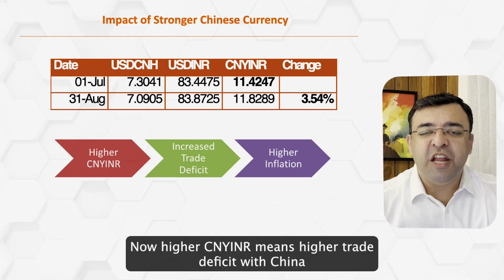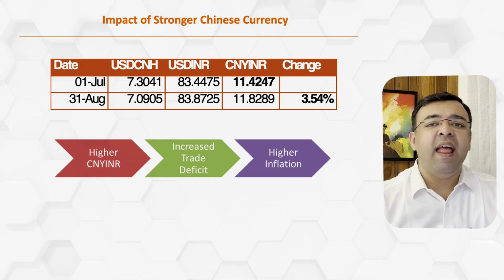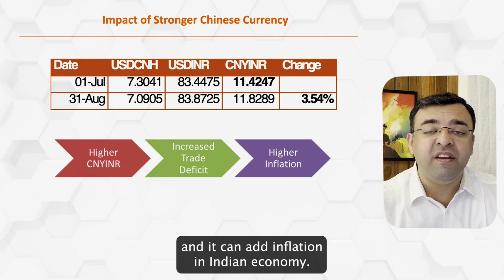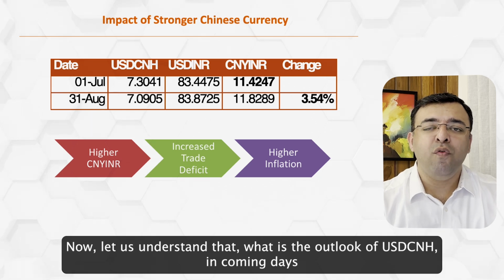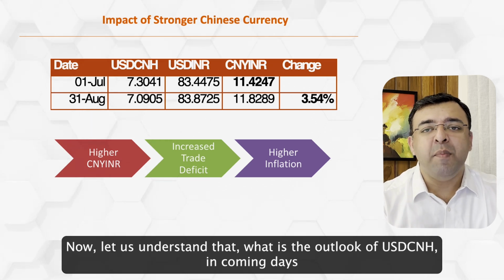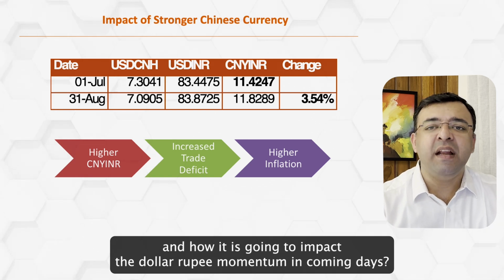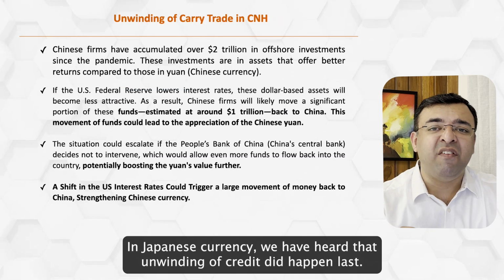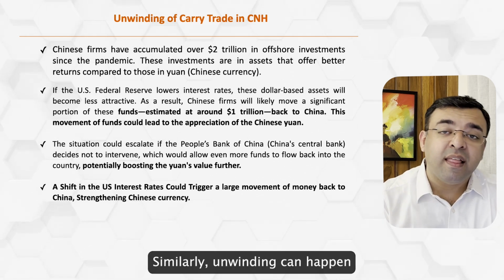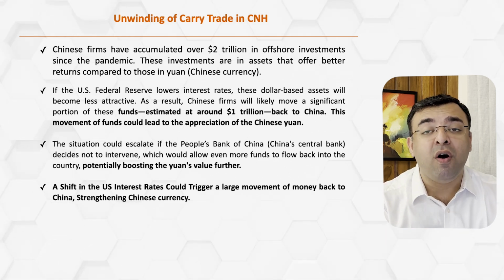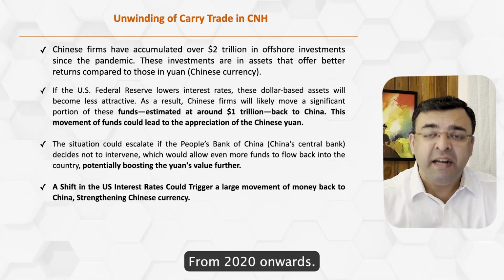Now, higher CNY INR means higher trade deficit with China, and it can add inflation in Indian economy. Now, let us understand what is the outlook of USD CNH in coming days and how it is going to impact dollar rupee momentum in coming days. In Japanese currency, we must have heard that unwinding of carry trade happened last month. Similar unwinding can happen in Chinese currency also. Let us understand this in detail.